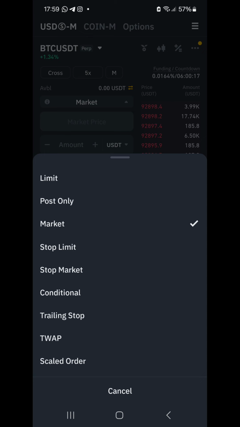So a scaled order splits the purchase into smaller orders within this range. Use case: useful for dollar cost averaging or when expecting volatility. It happens, right? Volatility, when there's news, fundamental things happening, liquidity, more volume. Price can be playing around this zone. So you set this up conveniently in Binance Futures trading.